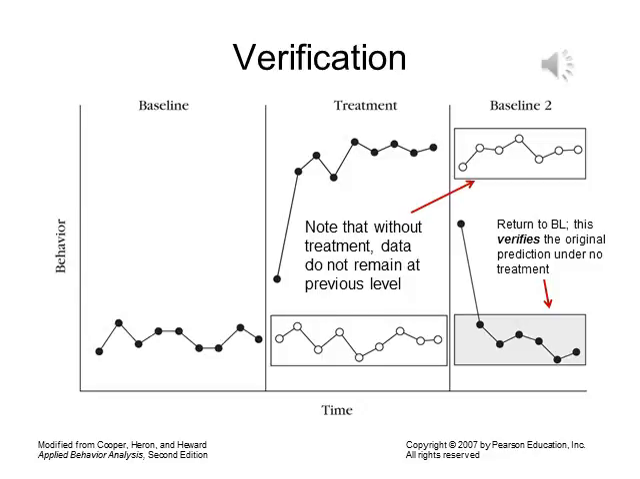And this is a simple design, by the way, called a reversal design, which your book talks about clearly. And it's the easiest way to understand this idea of logic. So we now have verified that our original prediction about what it will be like without treatment is accurate.